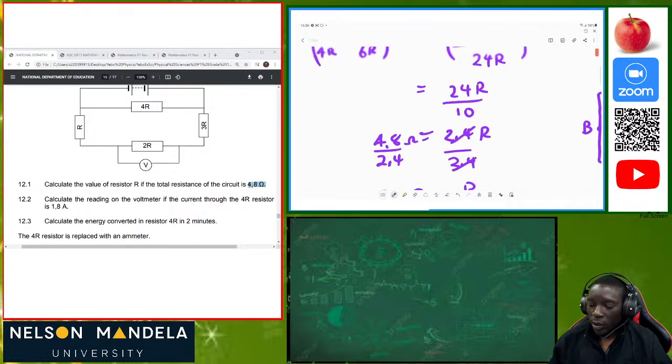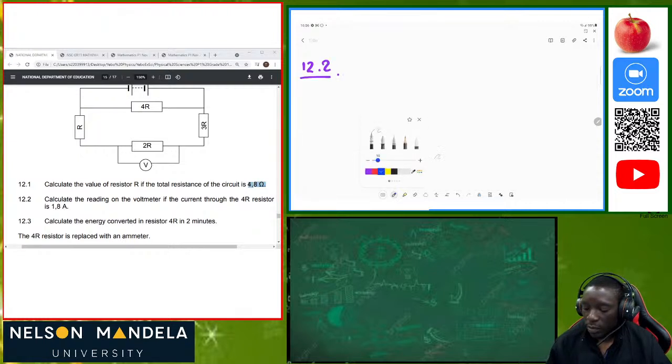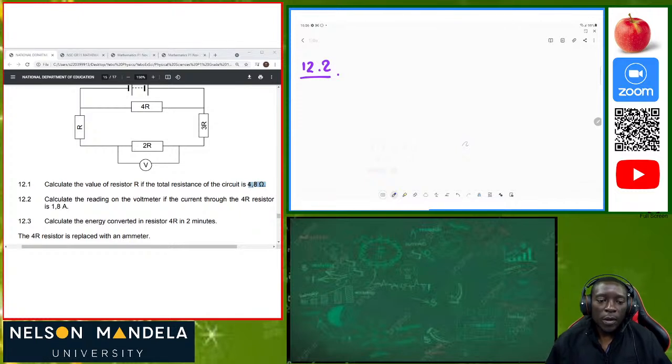So what would you do with this one? Part 12.2. What is the voltmeter reading? So you need to calculate that voltmeter reading. You are told that the current through the 4R resistor is 1.8 amps.